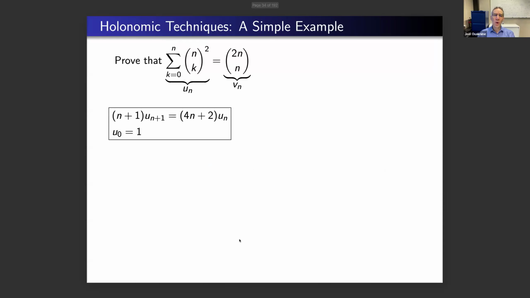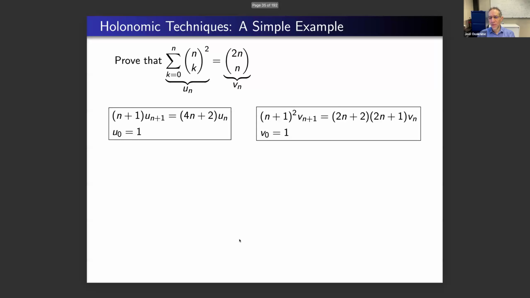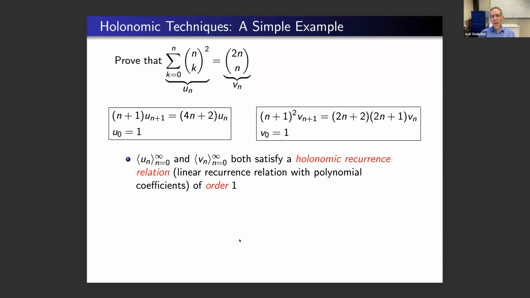And then finally, what do we have? Well, we've got the recurrence for the un's, the recurrence for the vn's. So un and vn, they both satisfy what is known as a holonomic recurrence relation of order 1.